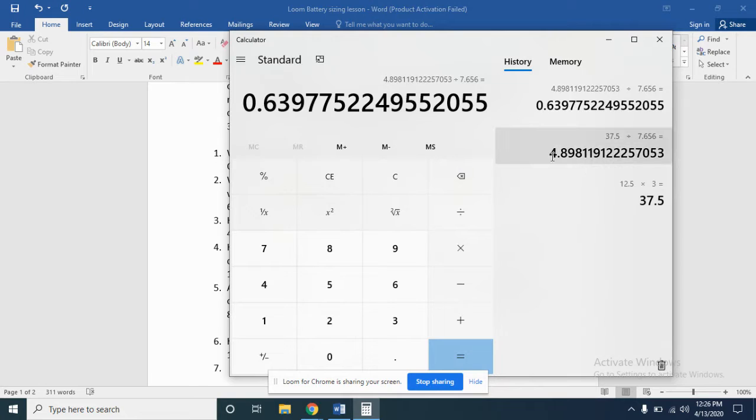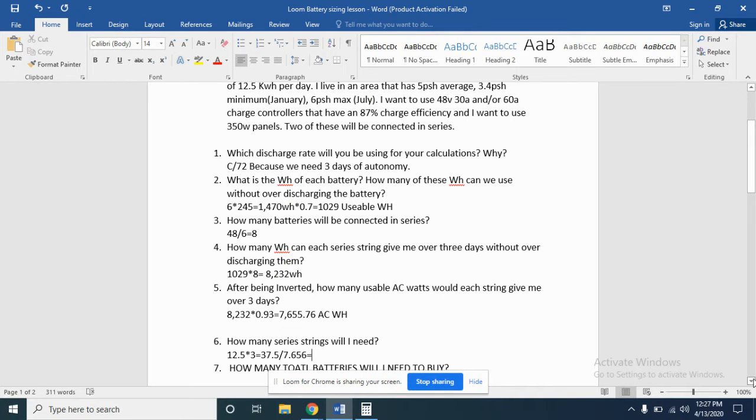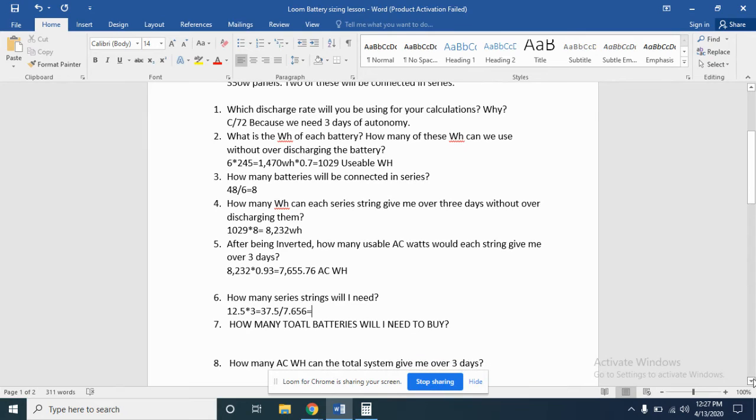Our answer came up to 4.89. So 37.5 divided by 7.656 came up to 4.89. What that means is I need at least 4.89 series sets of batteries in order to overcome my load. Well, it's not possible to have 4.89 series sets of batteries. I could have 4, I could have 5. And considering this is a minimum number, I have to have at least this many. I need to round it up.